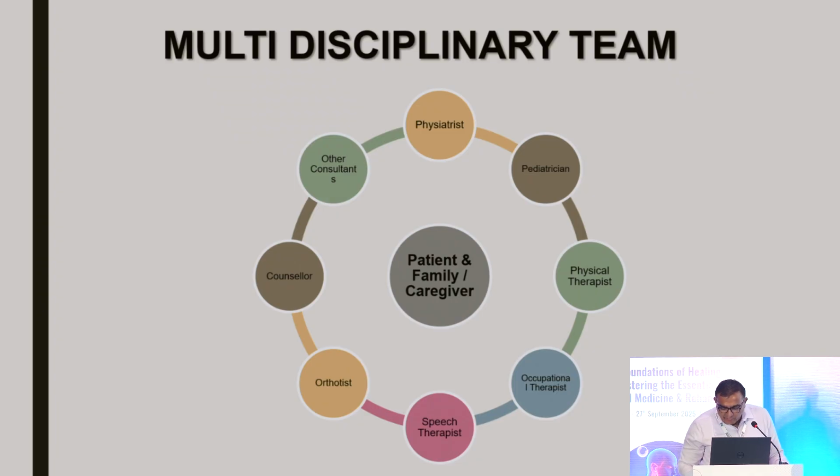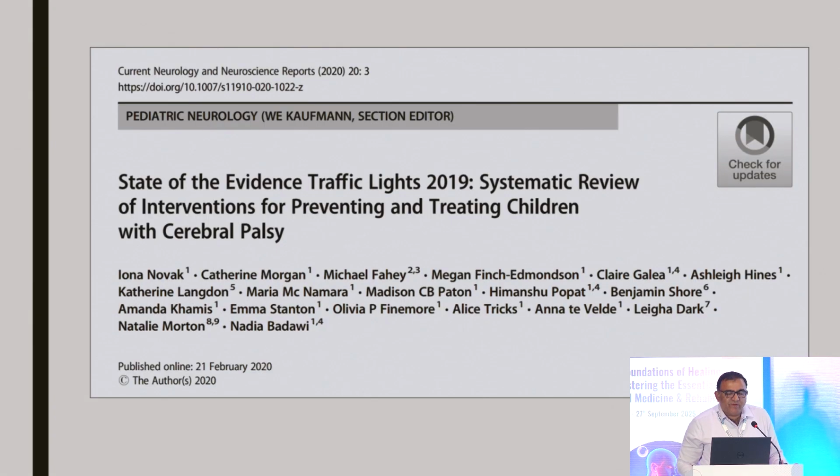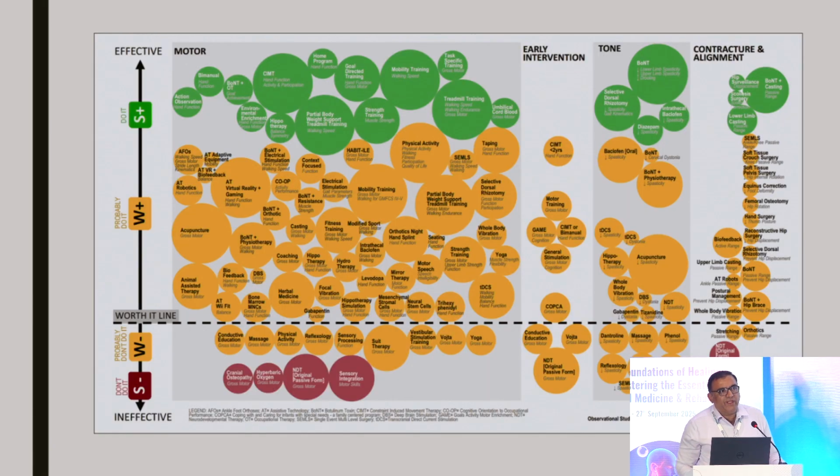Now, before we go into the management, this is a very good paper which I quote very commonly. This was published in 2019. After filtering out various articles, they reviewed around 250 articles covering all aspects of CP management. And they gave this beautiful diagram, beautiful picture.